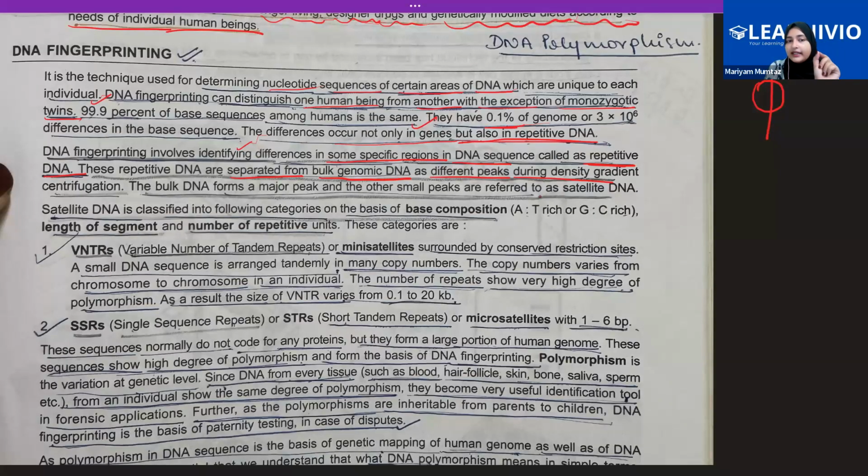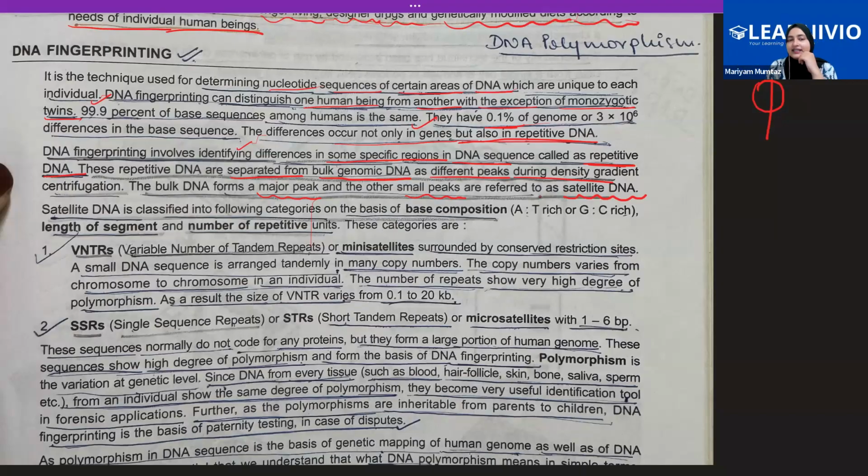So the bulk DNA forms a major peak in the centrifugation, whereas for the others, small peaks are formed, and we call them satellite DNA. So this satellite DNA is what we study when we want to study the DNA fingerprint. Is it clear?